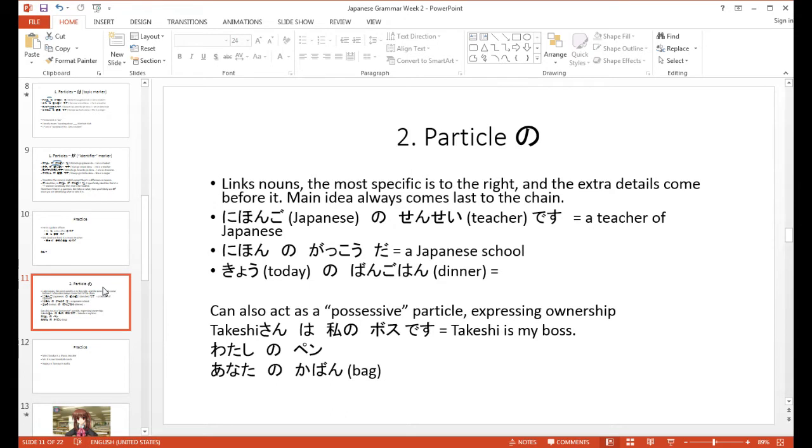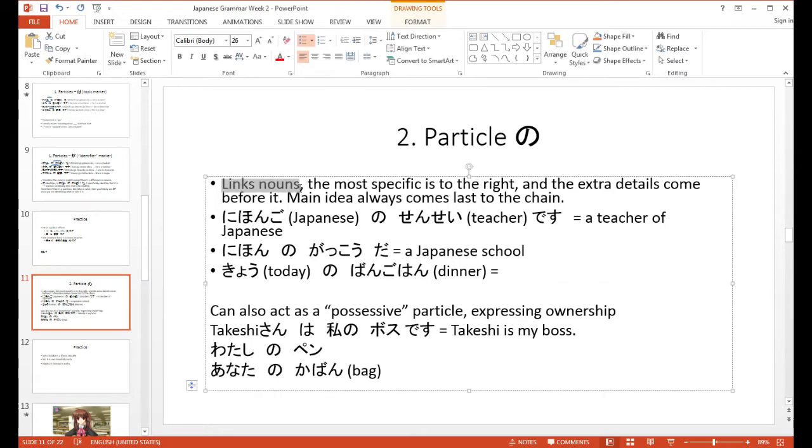Second lesson, let's do particle no. You should think of it as this. It links nouns. Particle no has to do with nouns. All right. So the most specific goes to the right, extra details come before it. So let's do some examples.